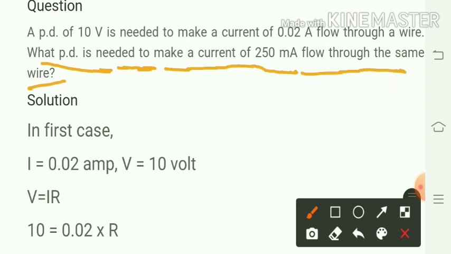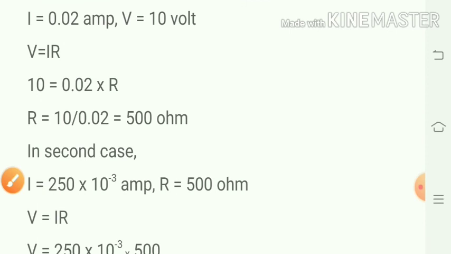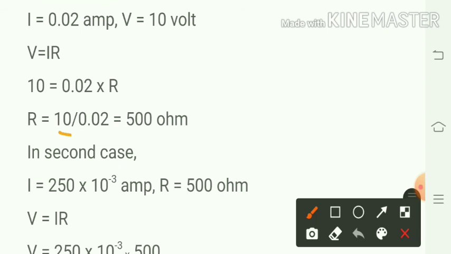Now the solution. In the first case, I = 0.02 ampere and voltage is 10 volt. According to Ohm's law, we can write V = IR. The value of V is 10 and the value of electric current is 0.02 ampere. Therefore, R = 10/0.02, which becomes equal to 500 ohm.